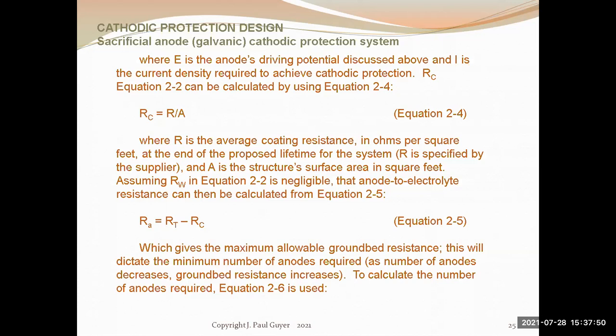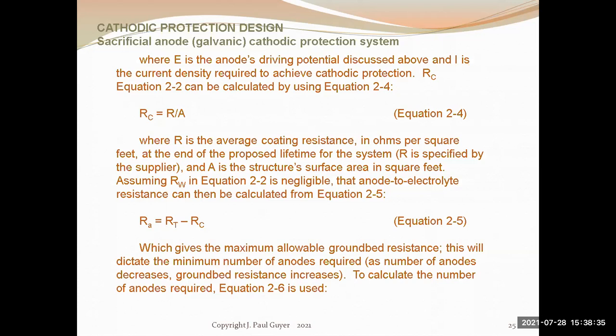R sub W is the resistance in the copper wire connecting the anode and the cathode, and it's negligible because copper is such a good conductor. Also, in certain applications, the length of the copper wire is reduced to zero, and you just clamp, like on a pipeline, an anode onto the pipe, which is your cathode. And so the resistance there is zero. So it's reasonable to assume that R sub W is negligible.